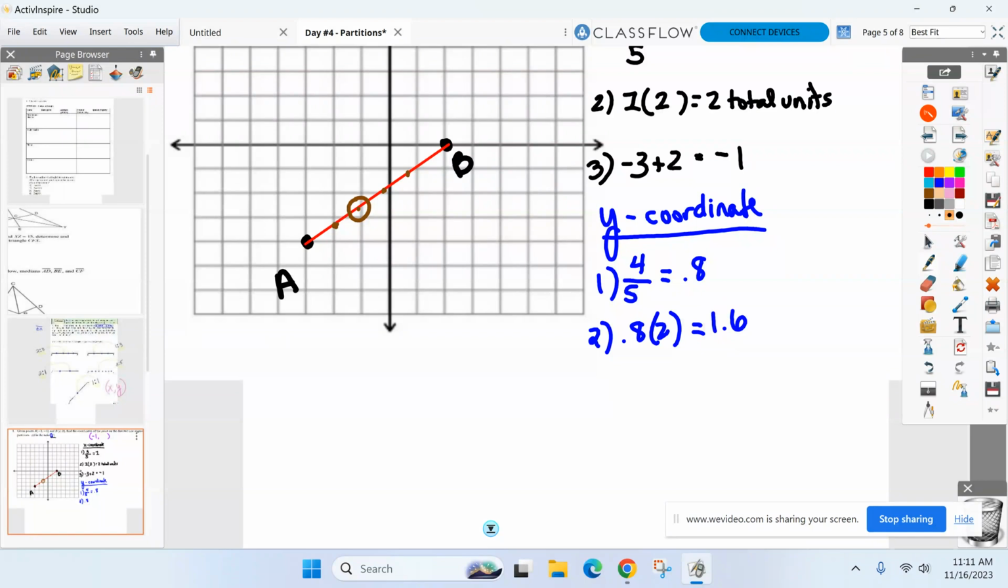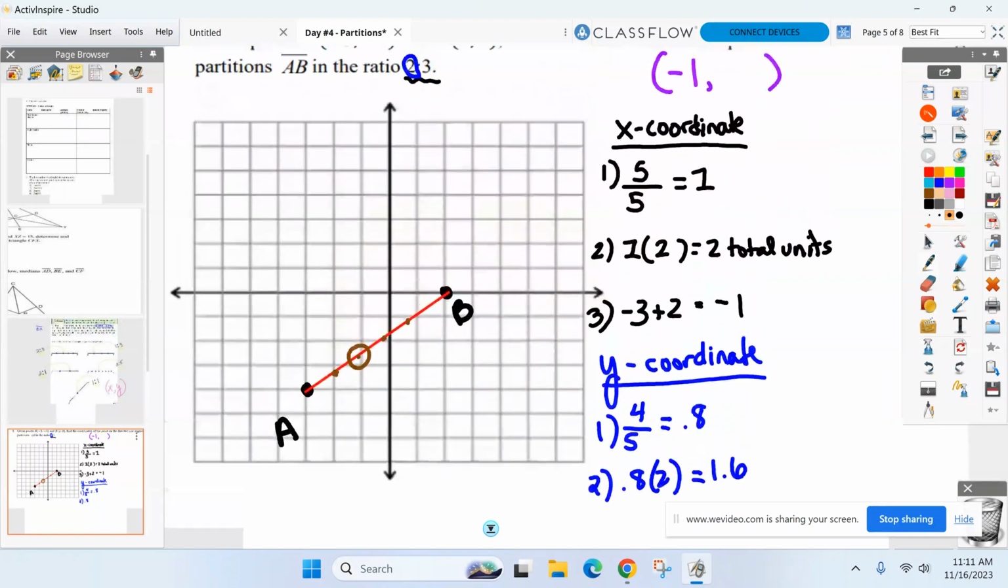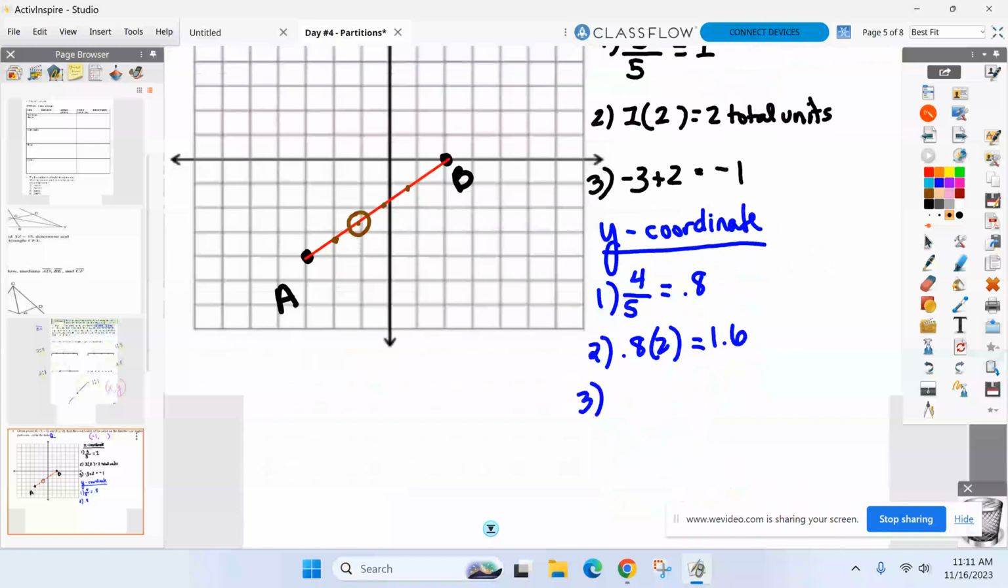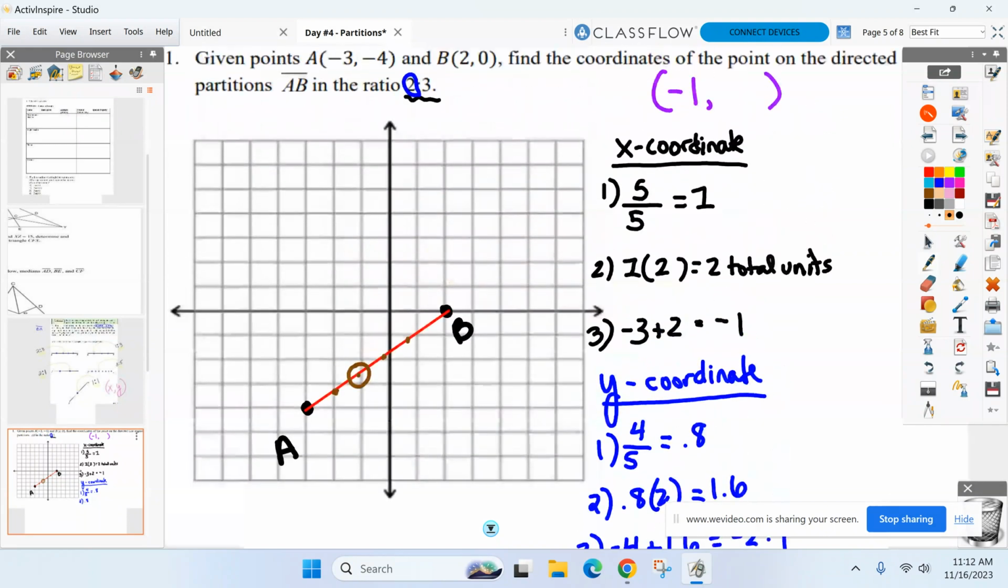Where did I start on the y-axis? -4. So I'm going to go -4 up 1.6. And now where do I end up on the y-axis to finish this? -2 point, what do we got? 4? Use your calculator if you need to. All right, so my partition point should be -1, -2.4.